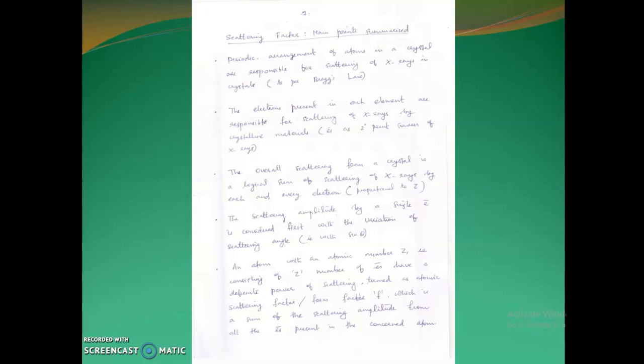You have to remember the scattering angle has to be 0. 2 theta has to be 0. So the atomic scattering factor F can be defined as the amplitude scattered by an atom divided by the amplitude scattered by an electron. So the scattering factor is the ratio between the amplitude scattered by an atom and the amplitude scattered by an electron.